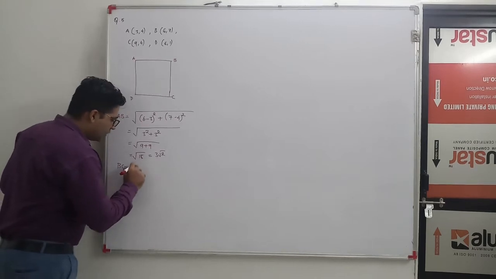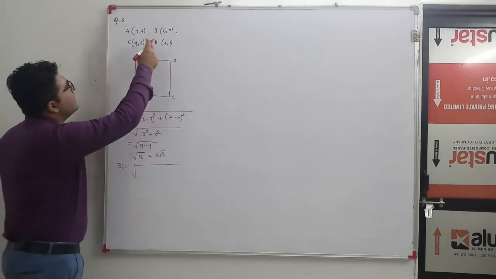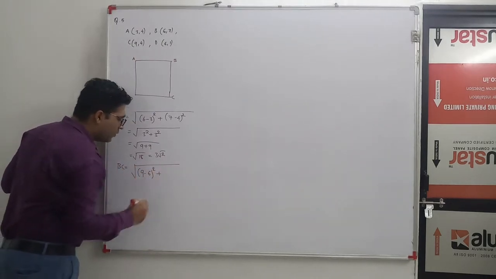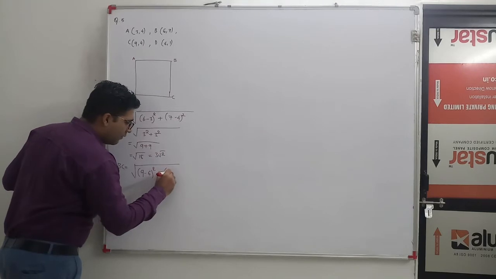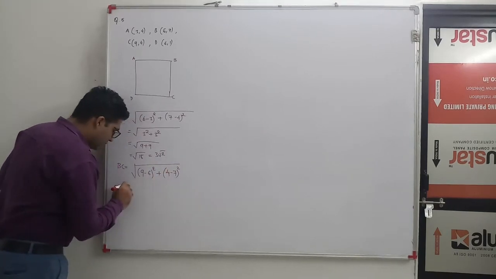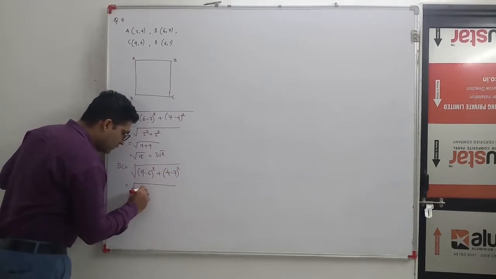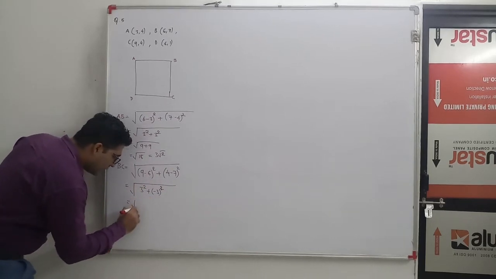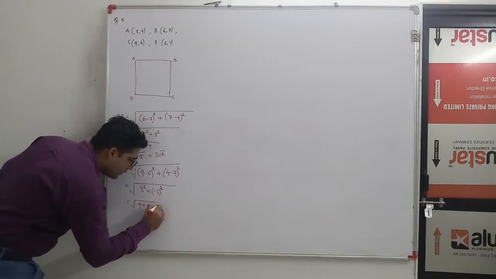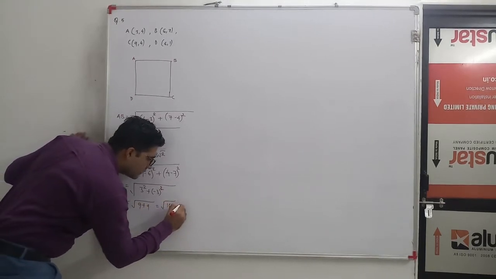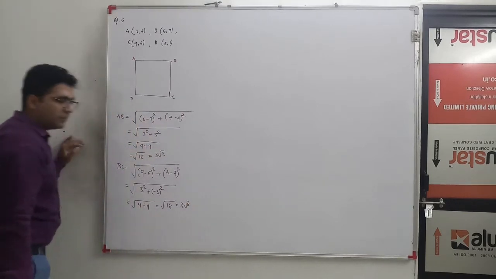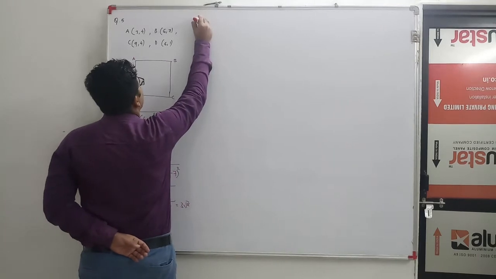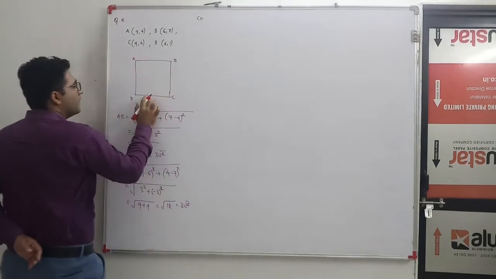Here for BC again I am using the formula: under root of (x2 minus x1) whole square plus (y2 minus y1) whole square. So we get 3 square plus minus 3 square, which becomes 9 plus 9, so it is 18. So our answer is 3 root 2. Clear? Same way I will find CD, that is the third side.